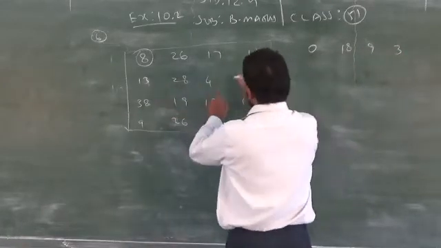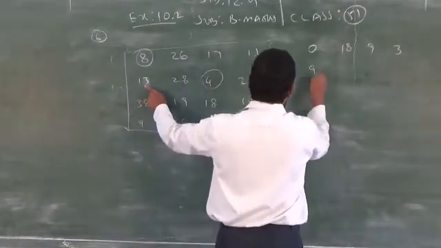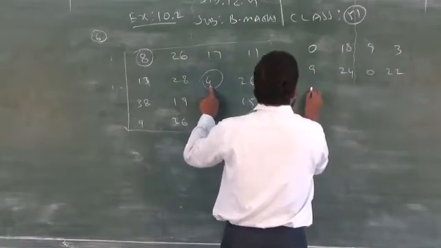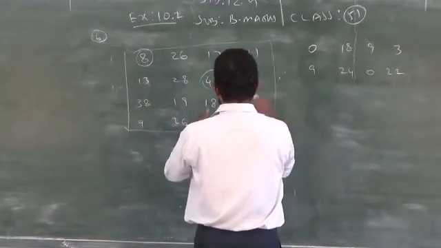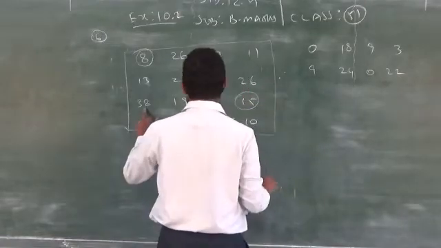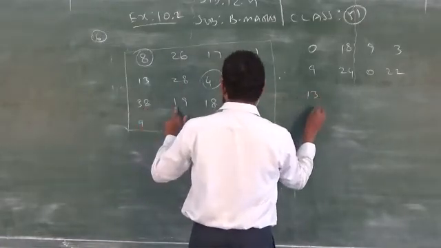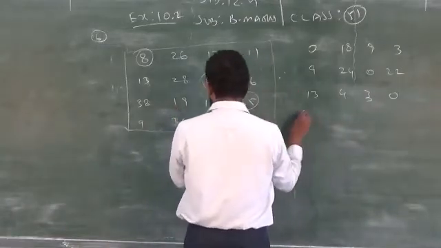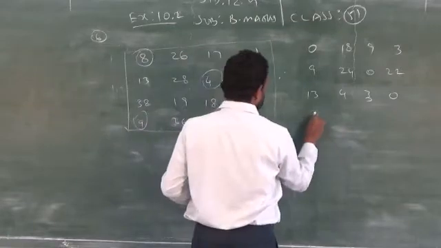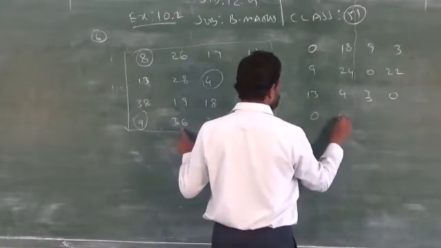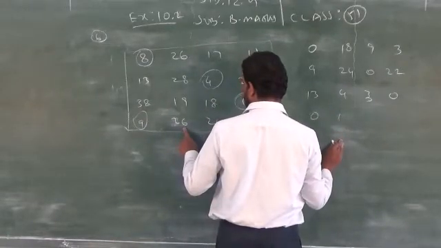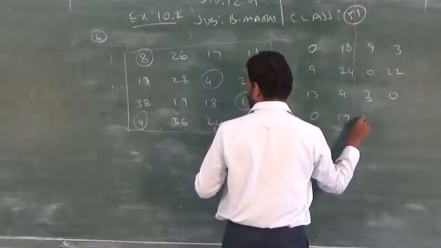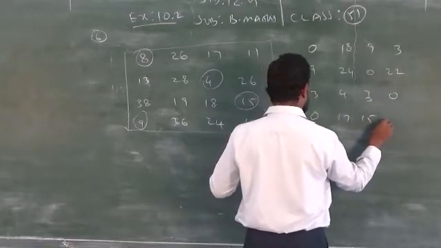The next one, what is the least cost? 4. Subtract, that is 9, 24, 0, 22. What about the last one? The third row, 15 is the least one. Subtract, you will get 13. This is 4, 3, 0. The last one is 9, 0, 26 minus 9, that is 17. 24 minus 9, 15. That is 1.